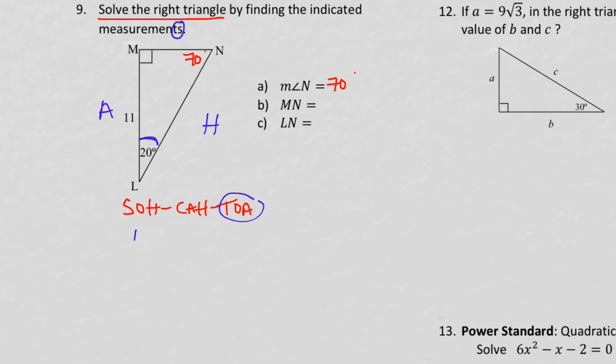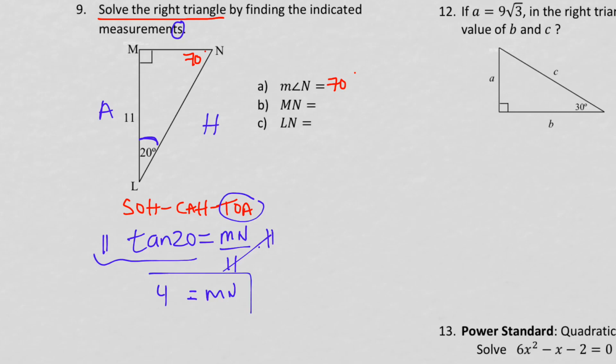So I can write tangent of 20 degrees equals opposite, which in this case I don't know, so I'm going to just put the name of the side, over adjacent. And then here I can solve by multiplying both sides by 11. And again, at this point with the calculator, 11 tangent of 20 is going to be equal to approximately 4 units, whatever that is. So I found MN to be 4.